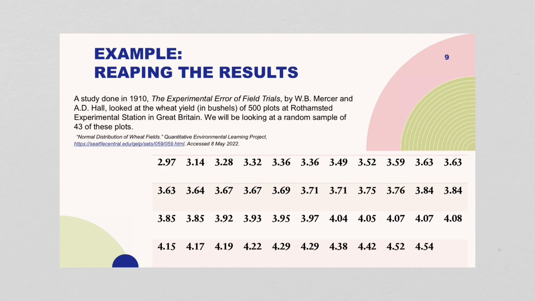Okay, so now that we've gone through that first example, I want you to try one on your own. The data that you have here comes from a study done in 1910 from the Experimental Error of Field Trials by W.B. Mercer and A.D. Hall. They looked at the wheat yield in bushels, so bushels is going to be your unit of measure, of 500 plots at Rothamsted Experimental Station in Great Britain. So you're going to be looking at a random sample of 43 of those plots. So you're not looking at the full 500.